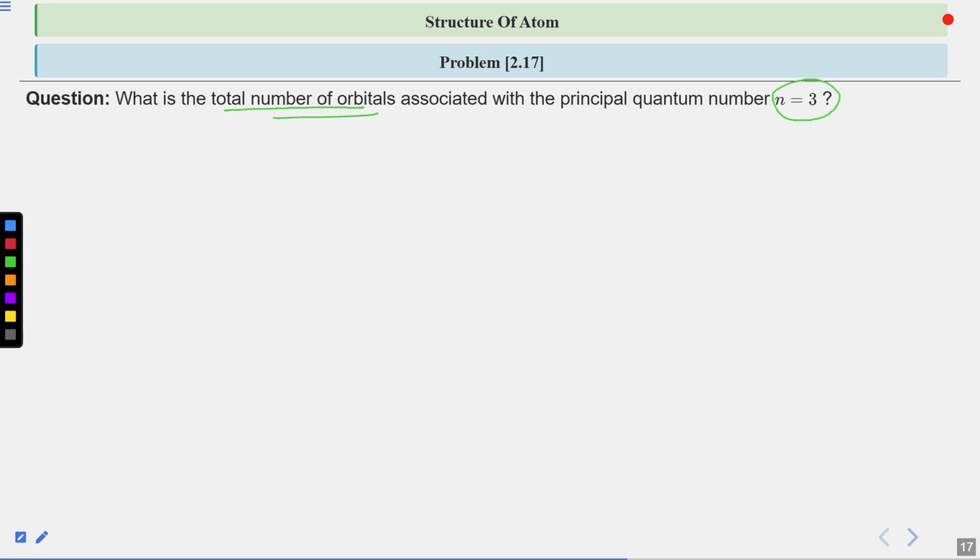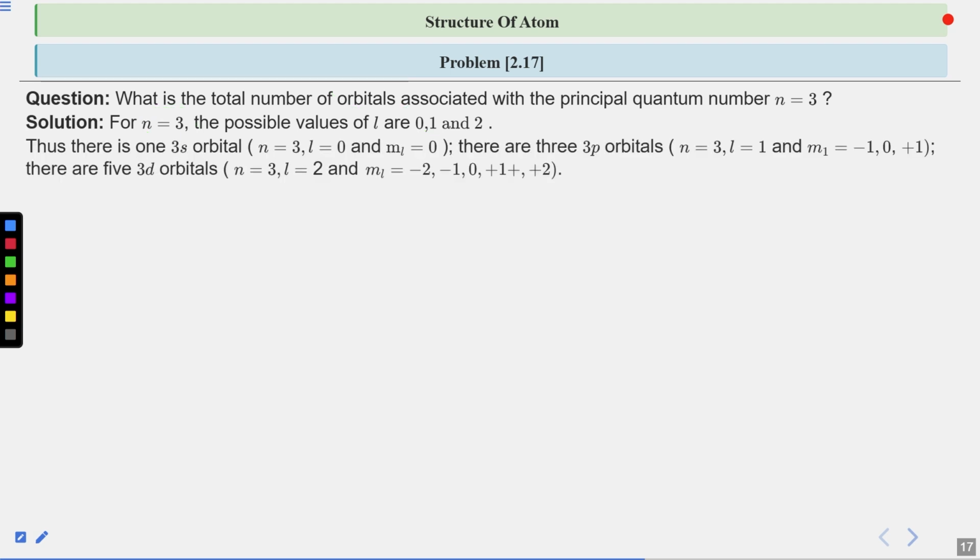How will you calculate it? If you have a given value of n as 3, what are the values possible for l? It will be 0, 1 and 2. But you have to calculate the total number of orbitals. The number of subshells will be equal to the number of the shell. So for the third shell, we will have 3 subshells: 0, 1 and 2. Now what is the number of orbitals?